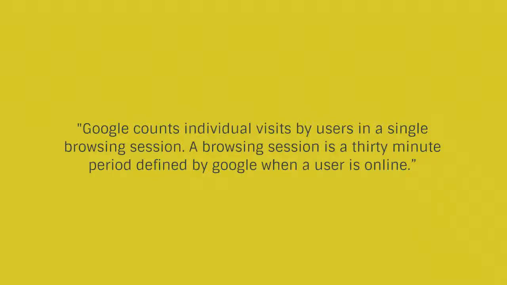According to James, there are 2 reasons these numbers don't match. 1, Google counts individual visits by users in a single browsing session. A browsing session is a 30-minute period defined by Google when a user is online. Basically, it means that the user could visit the site 5, 10, 15 times in 30 minutes and only be counted as a single visitor.